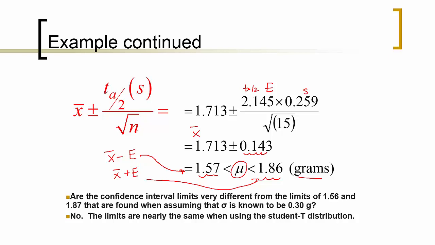We were asked if these confidence interval limits are different from the limits that were achieved from a standard deviation sigma for the whole population known to be 0.30 grams. And when they set that up, they got these limits of 1.56 and 1.87. Now these are very similar to what we got, so no, the limits are nearly the same when we set the confidence interval up using student T-distribution.